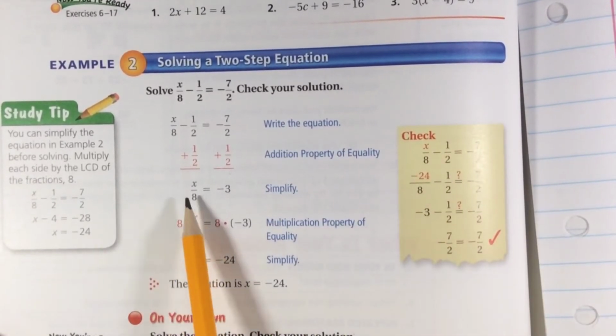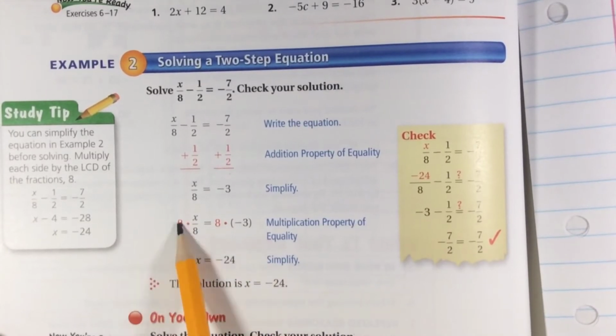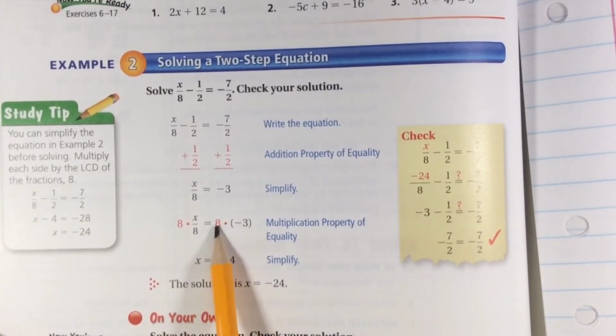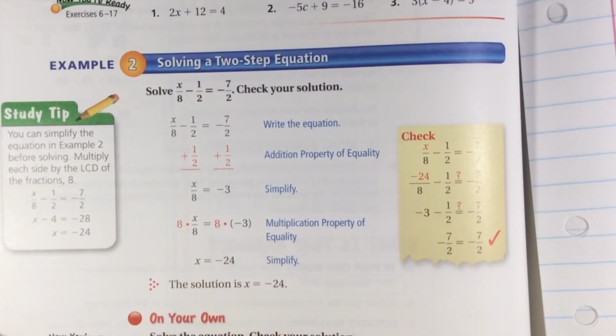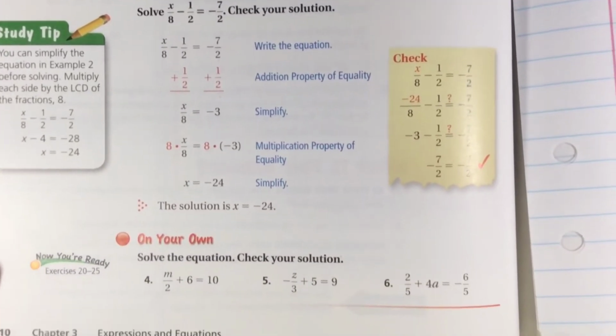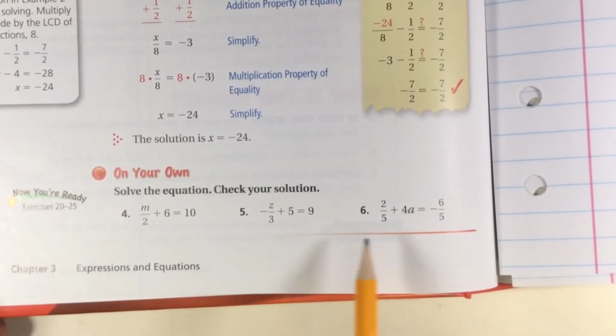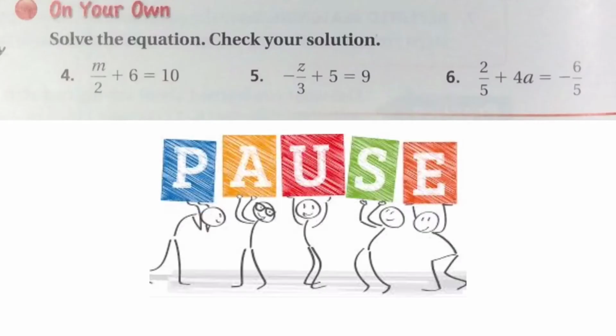Now, to get rid of this over 8, remember that means x divided by 8. How do you get rid of divided by 8? By multiplying by 8, of course. These cancel out, leaving us with x. 8 times negative 3 is negative 24. X equals negative 24. So same thing, just 2 steps. Get rid of the addition and subtraction first, of course. Here are a couple more for you to do. And there you go.